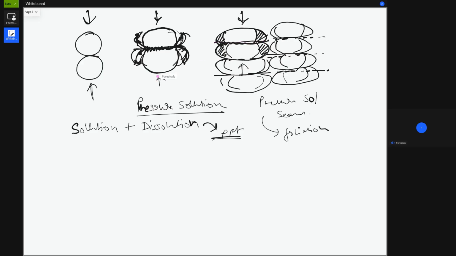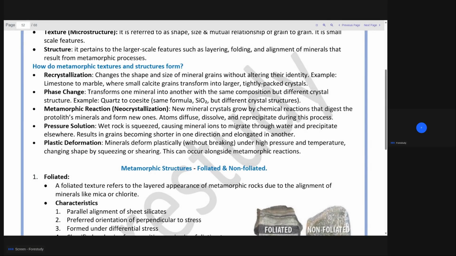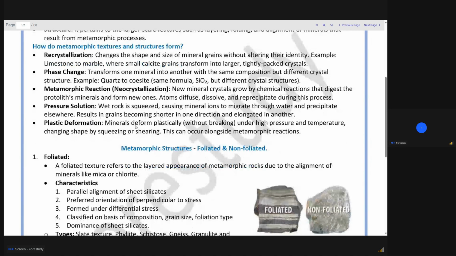This generally happens due to compression. Always remember the pressure solution seams or the foliations that are forming are always perpendicular to the compression direction. So this is pressure solution. And then there is plastic deformation, where minerals deform plastically without breaking. That means there will be no brittle nature. Plastically means it will be molded into different shapes under high pressure and temperature, changing shape by squeezing or shearing. This can occur alongside metamorphic reactions.